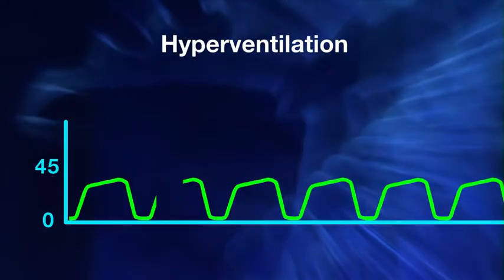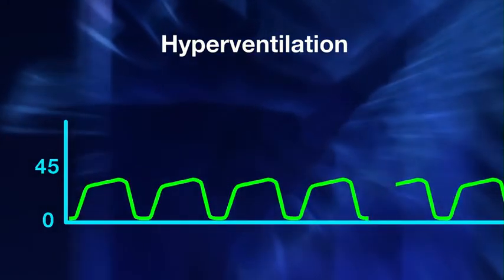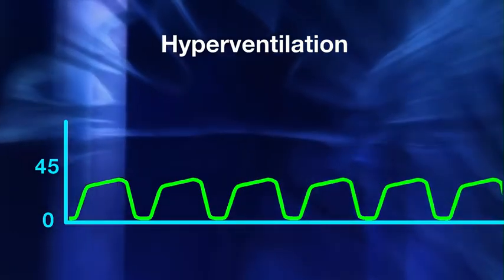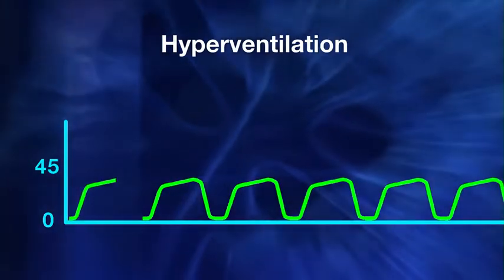The hyperventilation waveform is typically square in appearance with a shortened exhalation phase. The numeric value is less than 35 millimeters of mercury.